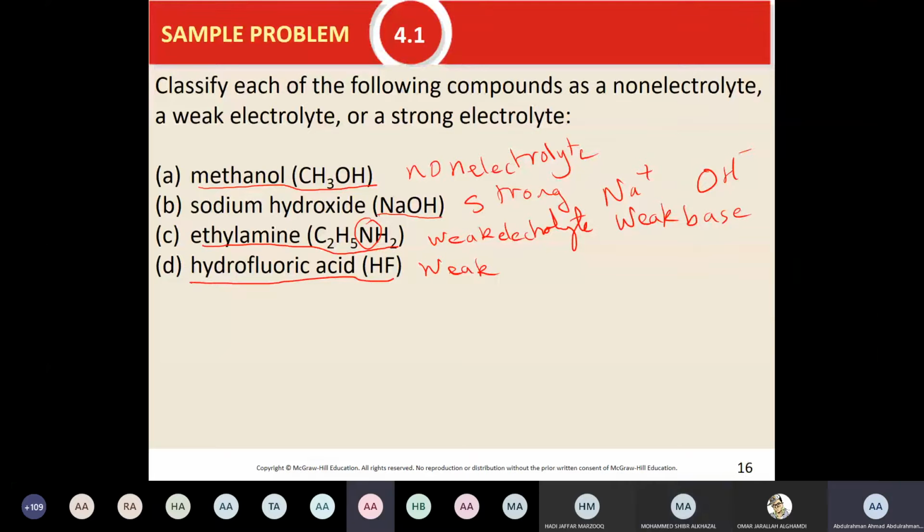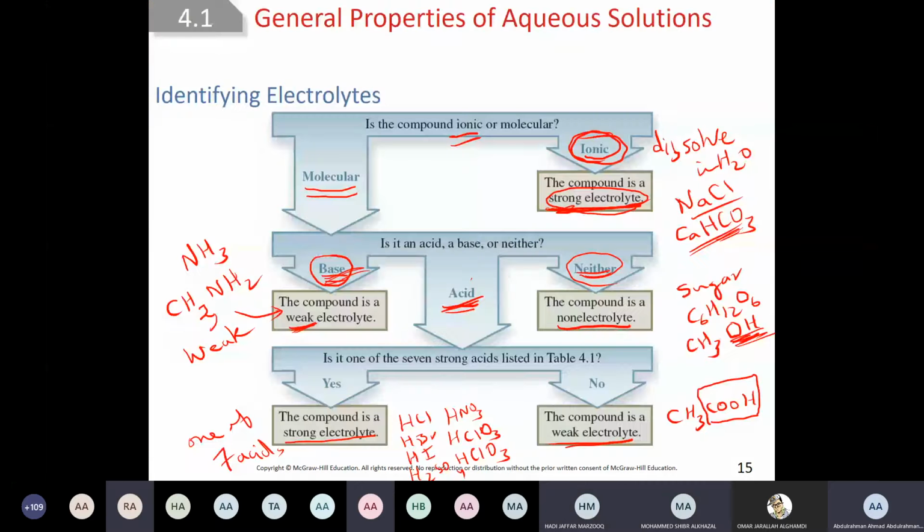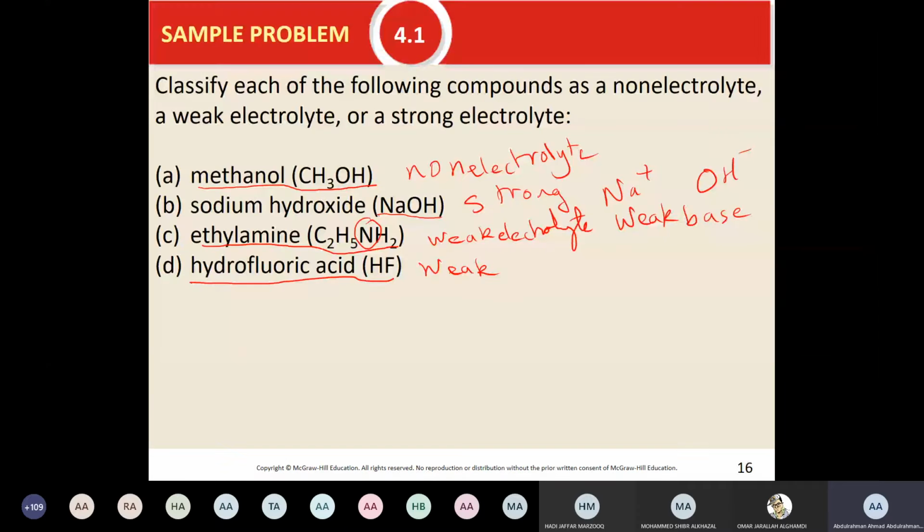Not strong. Why weak? Because it is not in the list. The 7 acids that I told you, these are the strong. The rest are not strong. So HF is not a strong acid, it is a weak acid, a weak electrolyte. It is not in the table which I told you to memorize. You have to memorize the table.